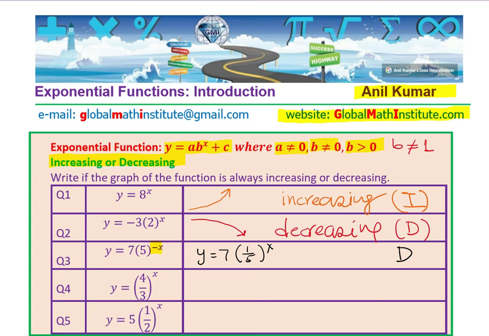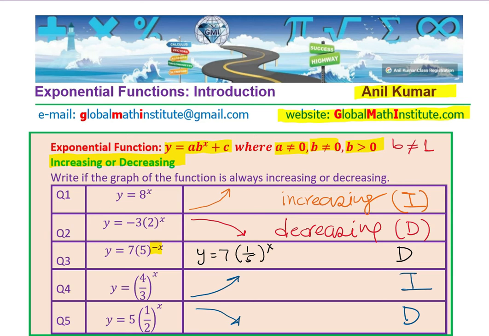You see how? So these are the variations which you have to look for. If the value of b is greater than 1, in that case it is increasing, but if we have a negative outside, that means a is negative, it is reflected on the x-axis, so it becomes decreasing. Also the exponents, if it is negative, the sign reverses, right? Okay, now we have y equals 4 over 3 to the power of x. Now 4 over 3 is definitely greater than 1, and therefore this will be increasing, so I'll write I. And now we have 5 times half to the power of x, which is decreasing, and therefore I'll write D. So I hope the concept is absolutely clear.